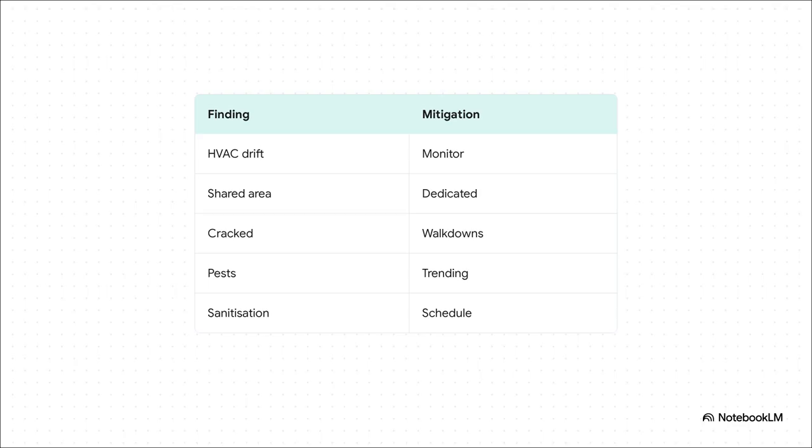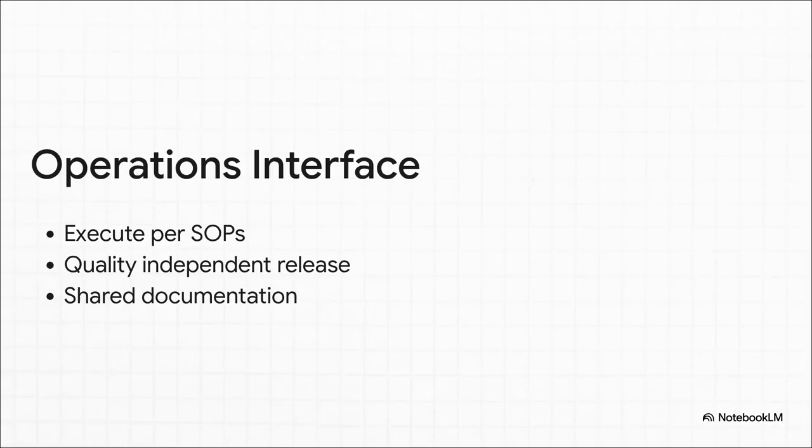As you can see, every single one of these citations directly correlates to failing to follow the mitigations we've just been discussing. So, to prevent those 483s, we need a really strong practical operations interface. Operations must execute exactly per the approved SOPs, while quality makes independent release decisions. It requires continuous training, a genuinely shared responsibility for absolutely perfect documentation, and maintaining inspection readiness as a constant state.